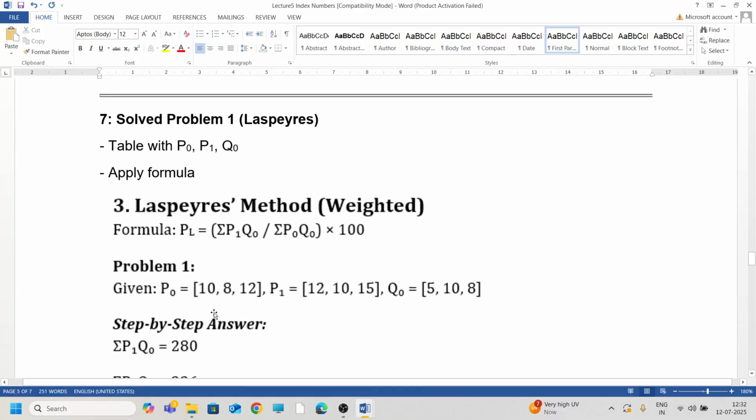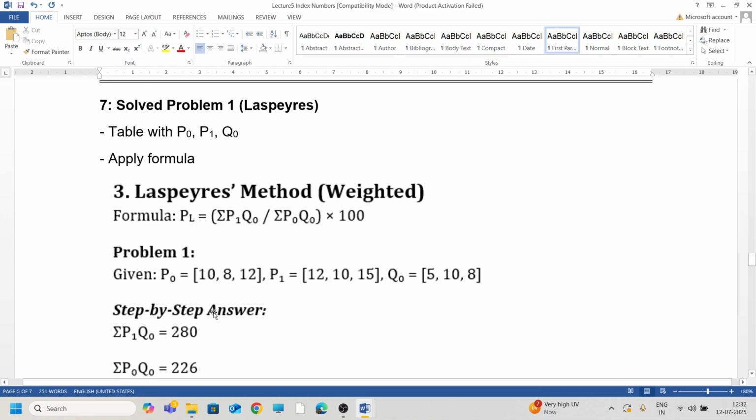Now a solved problem in Laspeyres. So the table with P0, P1, Q0, then apply the formula. These are the two steps. Let's solve the problem using the Laspeyres method. We will use base year quantities as weights to calculate the index. Okay. So here is the Laspeyres method. This is the formula of the Laspeyres method.